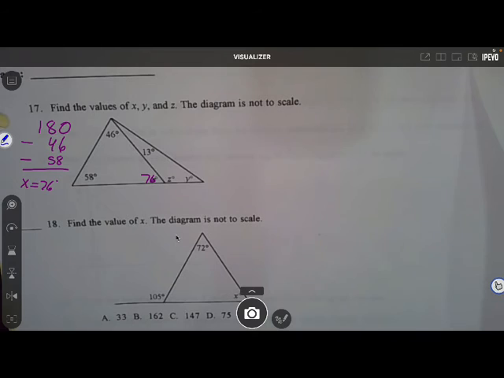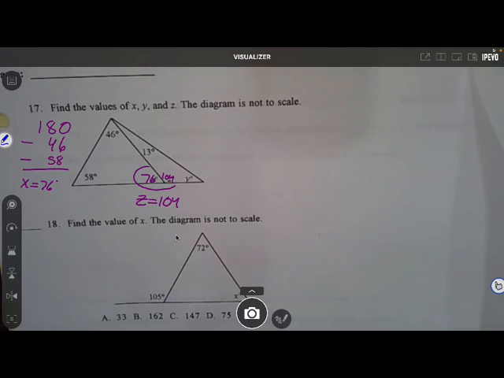We've got two more angles. How would you find Z? They are a linear pair. Does everybody see that? These two make a straight line, so they are going to add to 180. So what's 180 minus 76? 104. So you can write Z equals 104. What's the last angle to find?